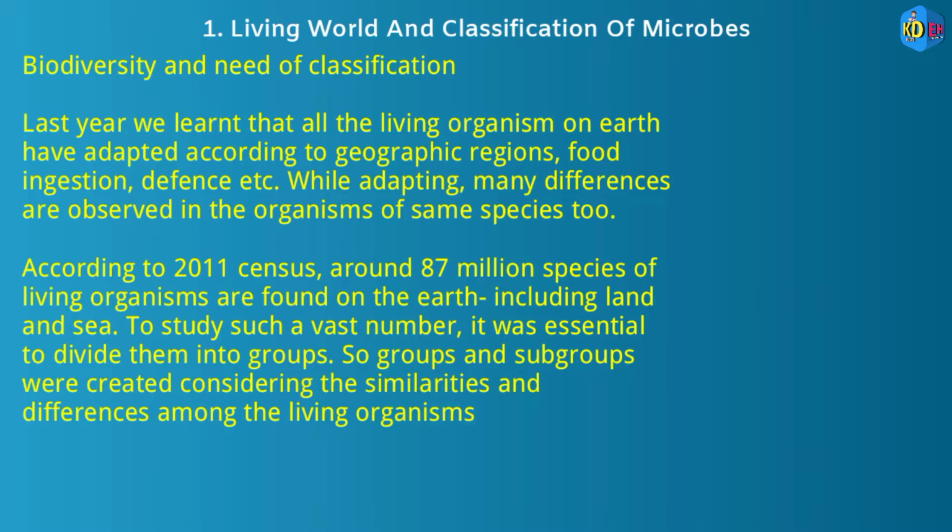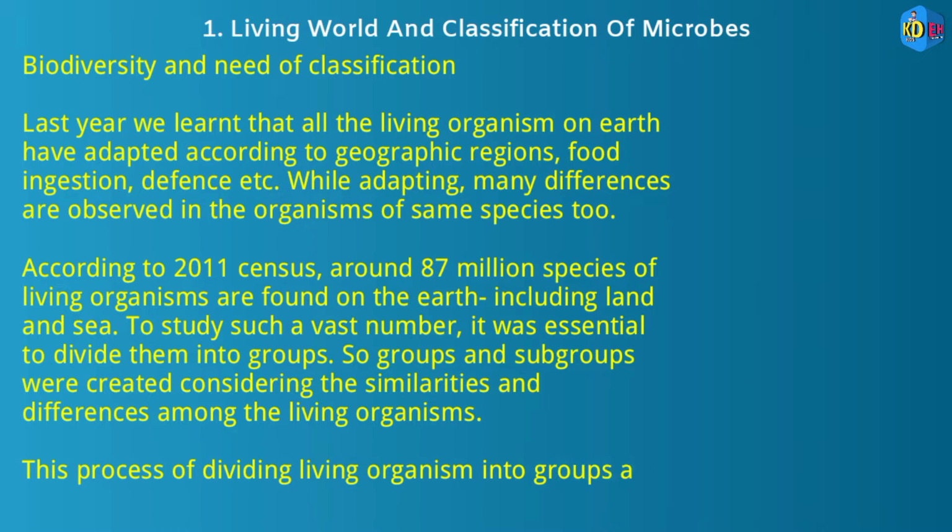To study such a large number, it was essential to divide them into groups. So groups and subgroups were created corresponding to similarities and differences among the living organisms. This process of dividing living organisms into groups and subgroups is called biological classification.